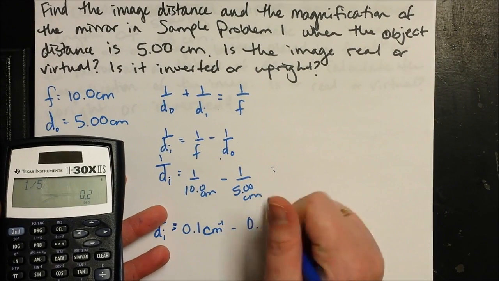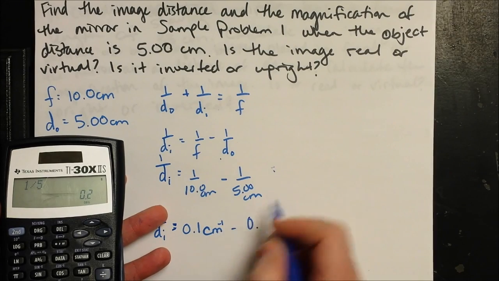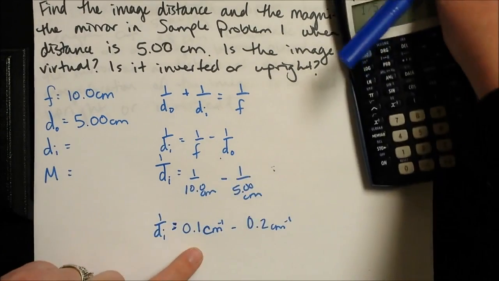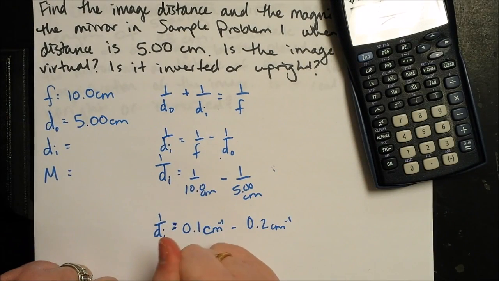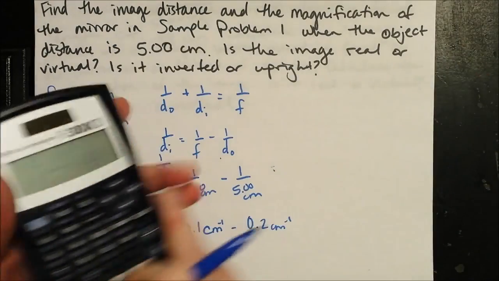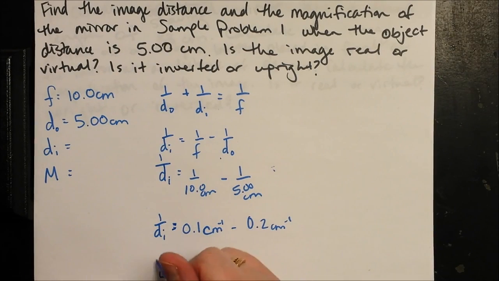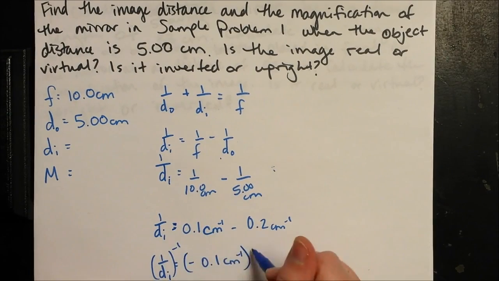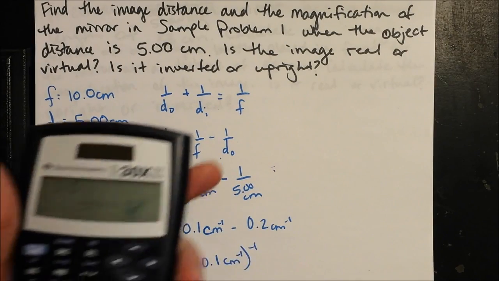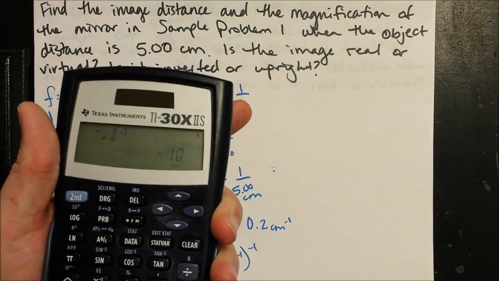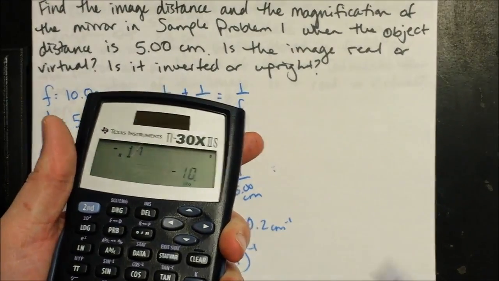All right. So we get 0.1 inverse centimeters minus 0.2 inverse centimeters. Okay, so now I'm going to get 1 over my image distance. It's going to be negative 0.1 inverse centimeters. Again, this is not my image distance. I still have to raise everything to the negative 1 power. So I'm going to take negative 0.1 and take the inverse of that. It's going to be negative 10 centimeters.